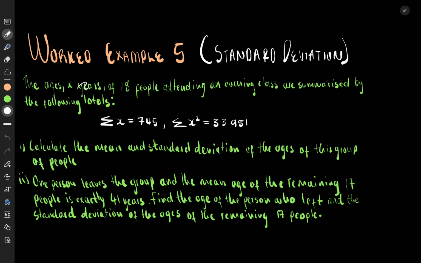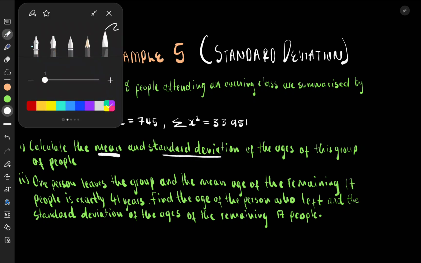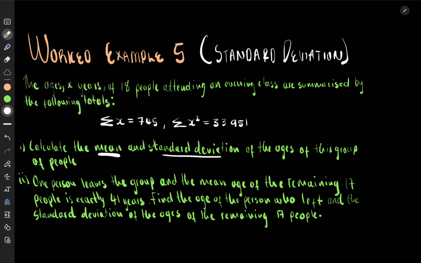It's saying the ages x years of 18 people attending an evening class are summarized by the following totals. So anyway, we've been given some totals. Then they say calculate the mean and standard deviation. You're going to say to me, well, where's the data? Because I know how to get the mean when I have the data.